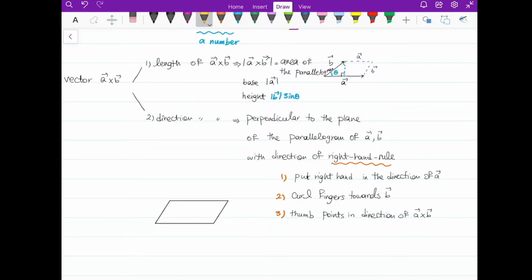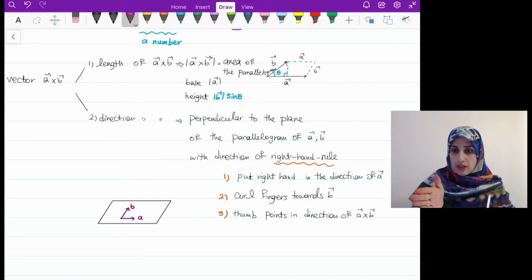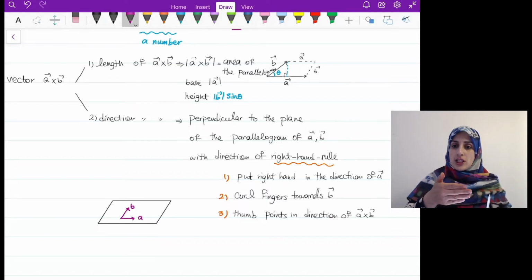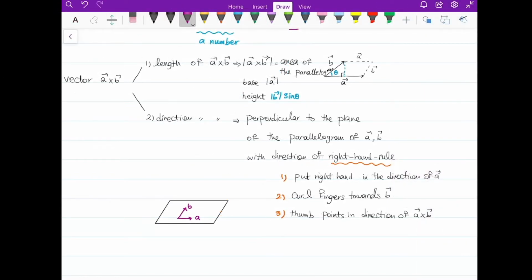Okay, so assume that I have a plane that contains A and then B. So how can I figure out the direction of that? I'm gonna put my fingers in the direction of A, then I'm gonna curl my fingers in the direction of B, and then my thumb shows the direction of A cross B. So in that case, this would be A cross B. As you notice, this vector is out of the plane and it's actually perpendicular to that plane.